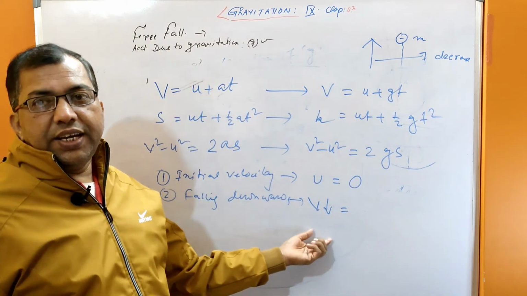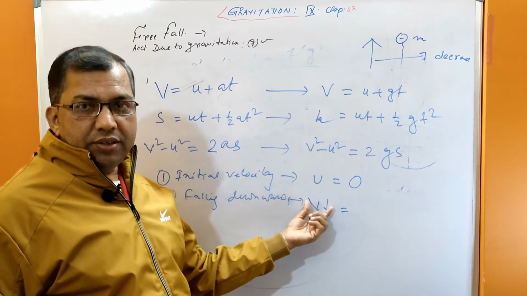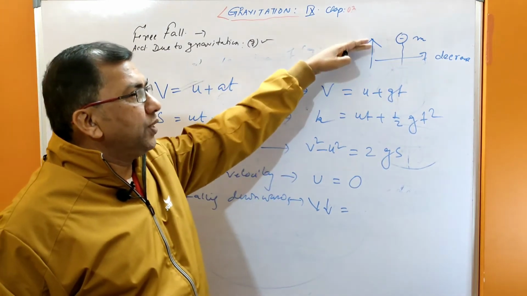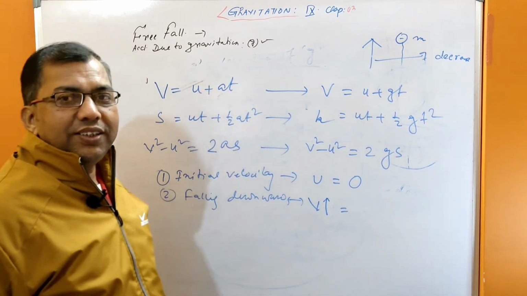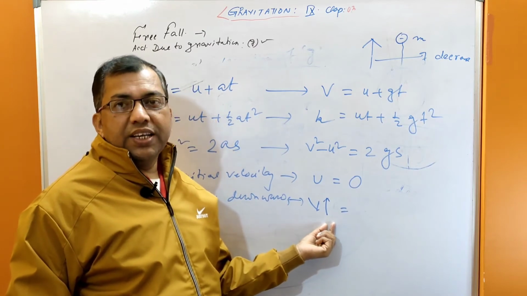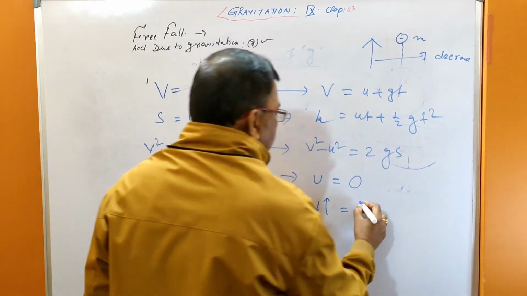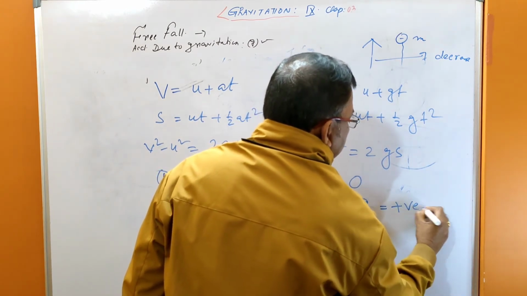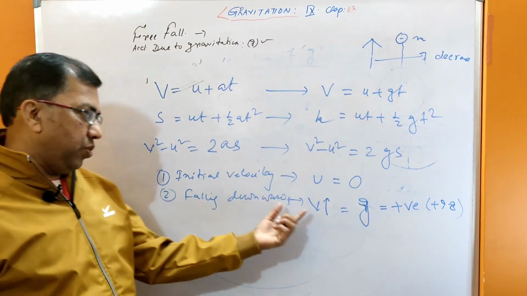That means in that case, when the body is falling downwards, V increases from 0. Body falling downwards, V will increase, and in that case G will be positive or negative? G will be positive, that is plus 9.8. Clear? The value of G will be positive.